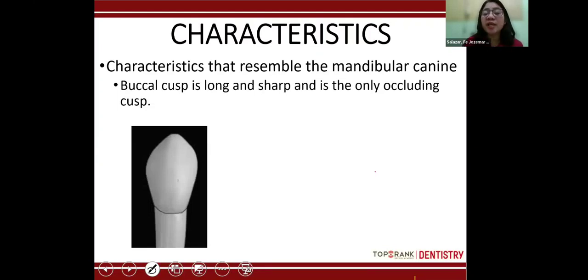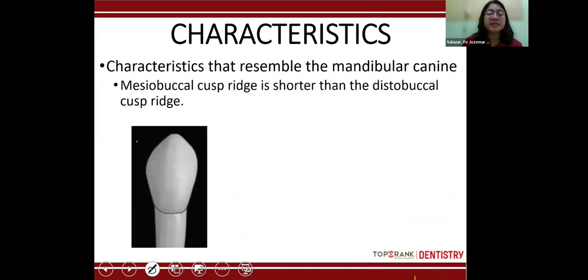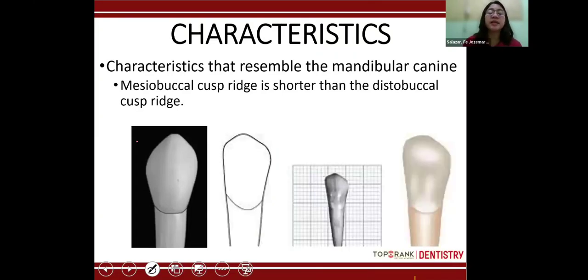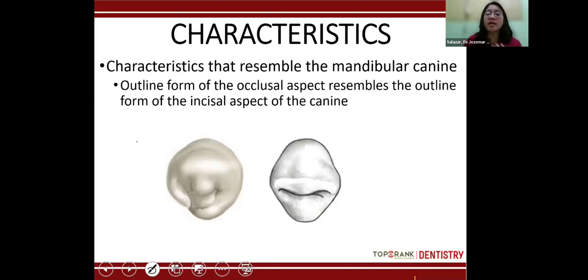The buccal cusp is long and sharp and is the only occluding cusp. Buccolingual measurement similar to canine. Occlusal surface that slopes sharply lingually in a cervical direction. So those are similar to canines. Mesiobuccal cusp ridge is shorter than distobuccal cusp ridge, so that's also true for your mandibular canine. Outline form of the occlusal aspect resembles the outline form of the incisal aspect of the canines. Magkamukha sila from the incisal.